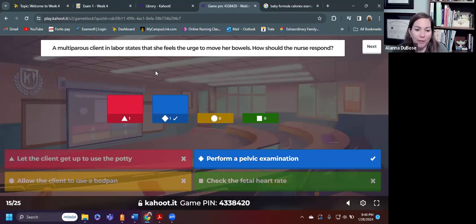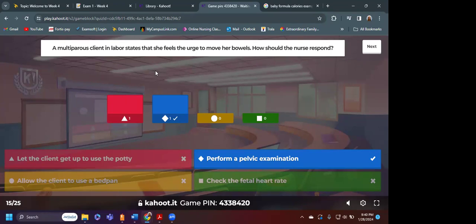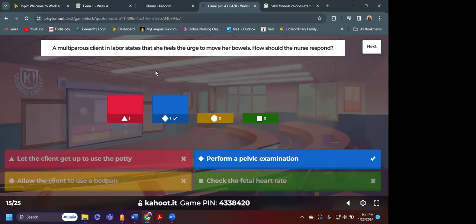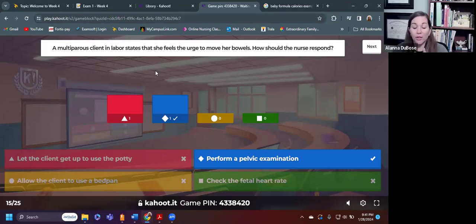What's the definition of para? Anybody remember? I'm sure you're going to have at least one question on the GTPAL. Is it after 20 weeks? Yes, after 20 weeks. And Marcia put 20 to 37 weeks, but it's actually anything after 20 weeks, not just stopping at 37 weeks. So she has had multiple deliveries of a baby after 20 weeks gestation.